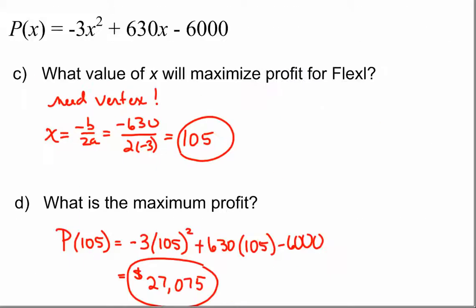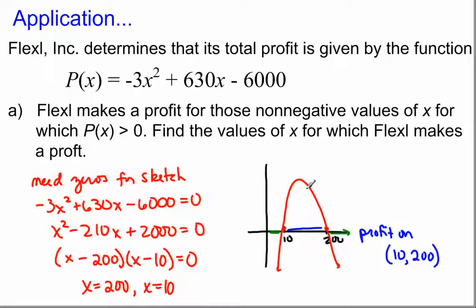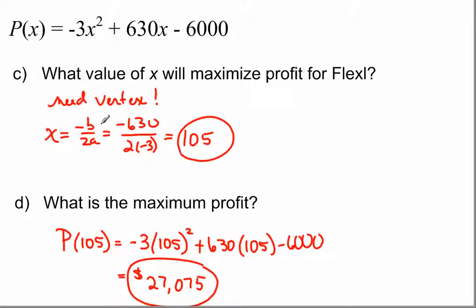Now let's keep going with the same function. What value of x would maximize the profit for FlexAll? Well, this is kind of a little bit of a review problem, but remember the maximum is going to be at the vertex of a parabola, and the vertex is found by first finding x, negative b over 2a. So that's the opposite of this guy over 2 times this guy. That's 105. That's the value of the number of items that will maximize the profit.